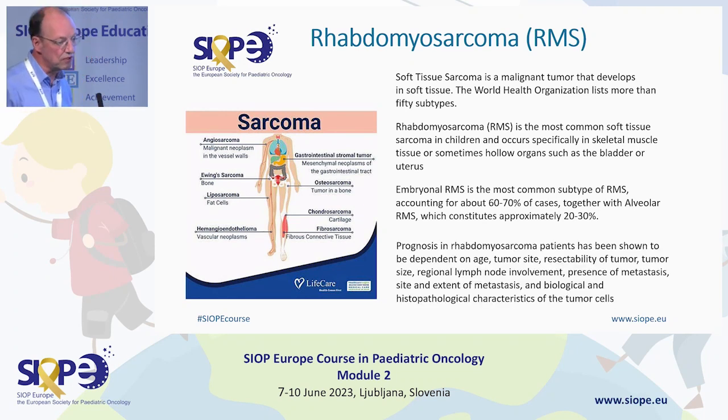The prognosis of rhabdomyosarcoma is dependent on a whole lot of factors, among others age, tumor site, resectability of the tumor, tumor size, regional lymph node involvement, presence of metastasis, site and extent of metastasis, and biological and histological characteristics. Well, it's quite a lot, and that probably also explains why there are so many subtypes. It can also occur almost throughout the body. The prognosis of metastatic rhabdomyosarcoma is pretty poor. The event-free survival is less than 30% at 3 years, so it's poor.